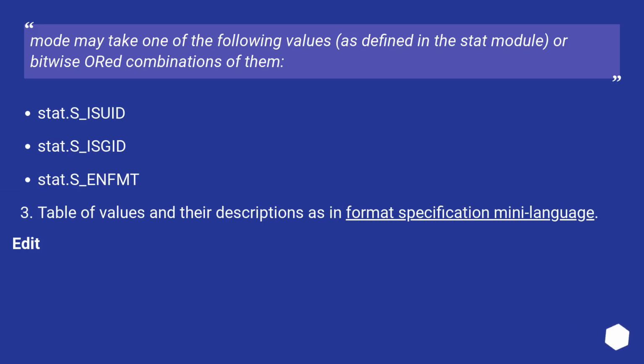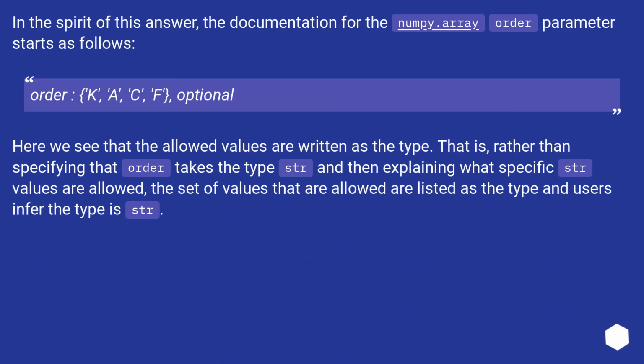Edit. In the spirit of this answer, the documentation for the numpy.array order parameter starts as follows: order : {'K', 'A', 'C', 'F'}, optional. Here we see that the allowed values are written as the type. That is, rather than specifying that order takes the type str and then explaining what specific str values are allowed, the set of values that are allowed are listed as the type and users infer the type is str.